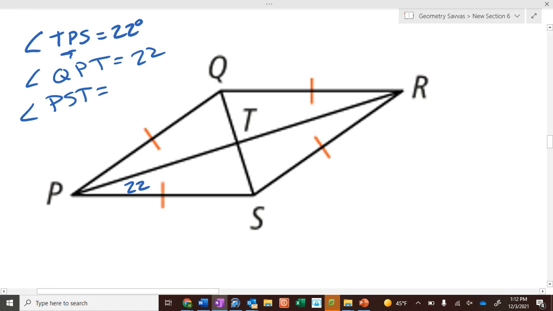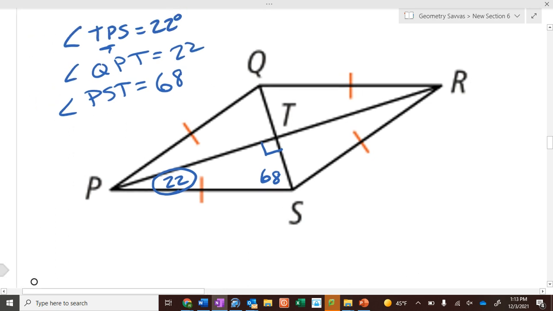Okay? We said this is 90 and this is 22. How many degrees are in a triangle? 180. So if you take 180 minus 90, you get 90. 90 minus 22 is 68. So PST is 68.